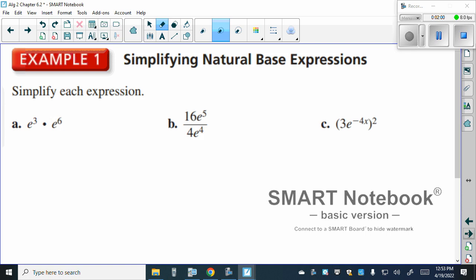Now, the first thing we're looking at is simplifying these e's, because e we can treat as a variable and do a lot of stuff with it the same way we can do with variables. So if we talk about e to the third times e to the sixth, when we have like bases, we add the exponents. So 6 plus 3 is 9. So e to the third times e to the sixth is e to the ninth. And for these here, we're not looking for the decimal value, we're just simplifying them.